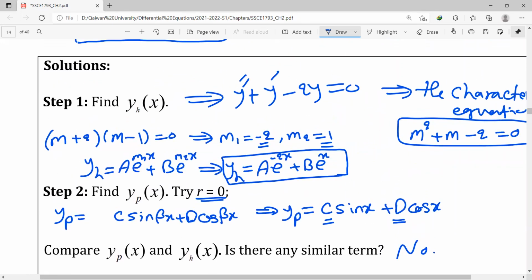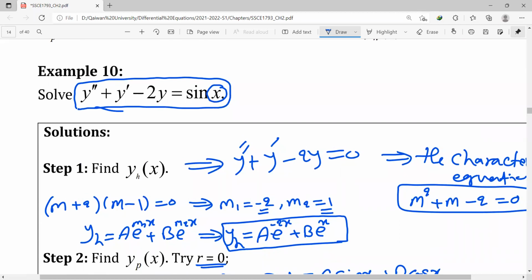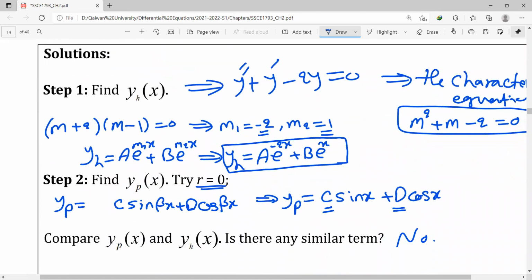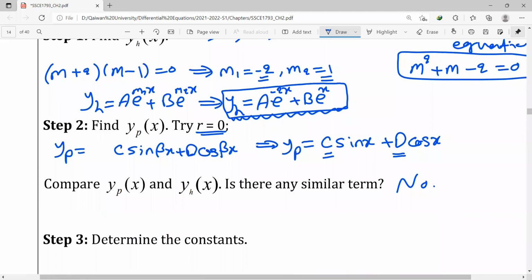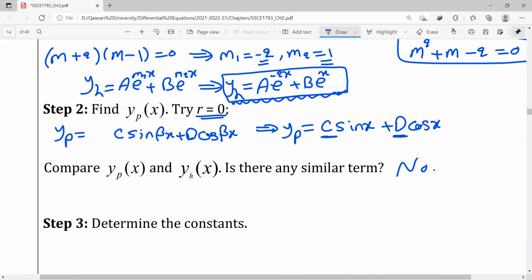But as we have no initial conditions here, that's why in the question we haven't given any conditions, initial or boundary conditions. That's why we just leave the constants in the homogeneous solution here. We leave them to be constants. But for the particular solution, we must find the values of these constants, c and d. We must find them. How?